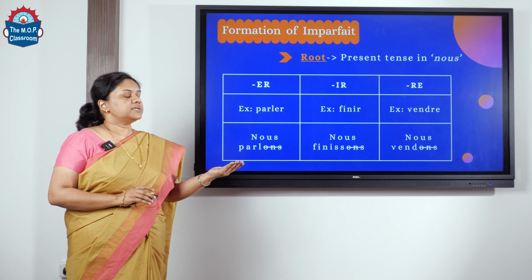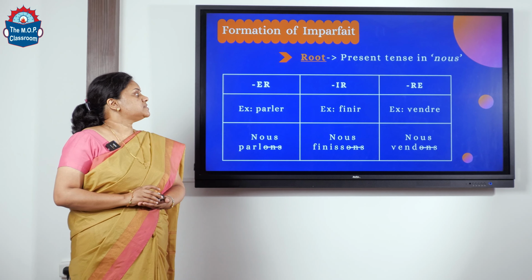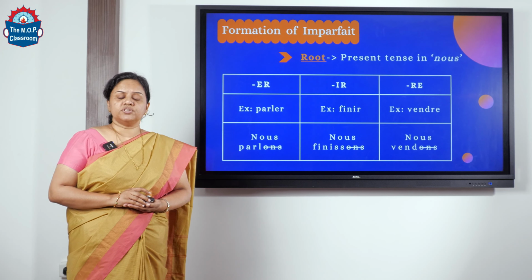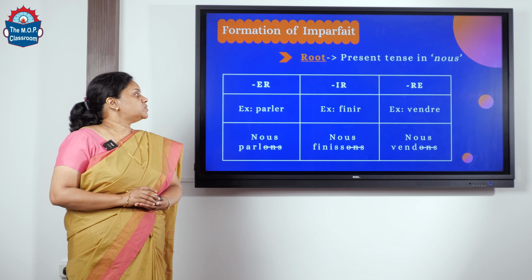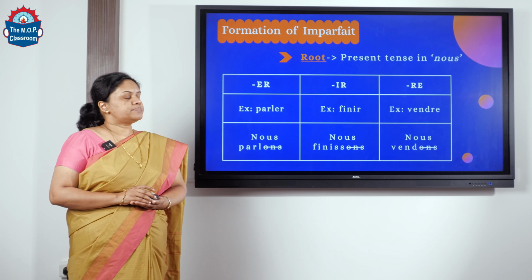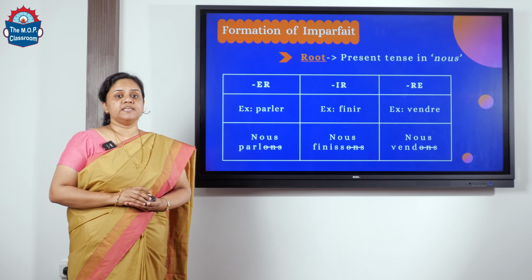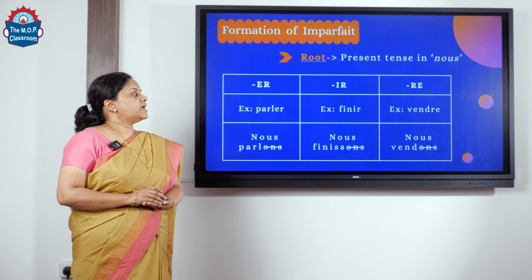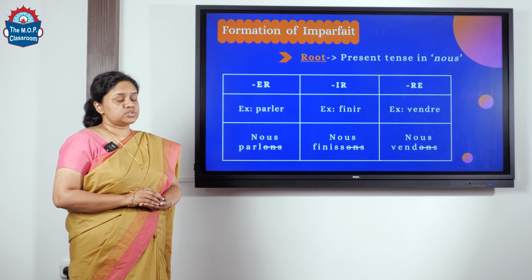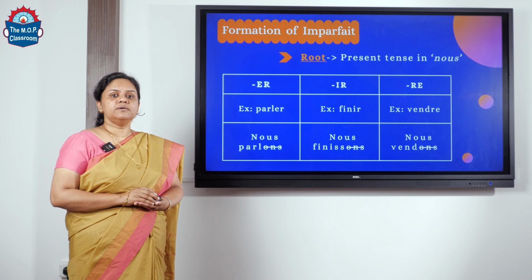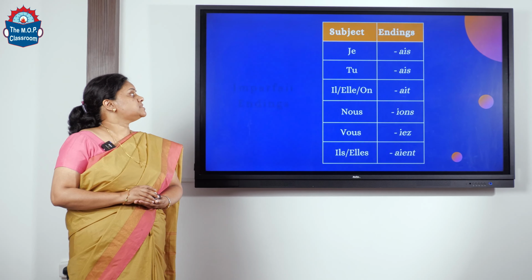And the same thing applies to the RE verbs. For example, we have vendre. Vendre means to sell. So nous vendons is the present tense. You remove ONS and take the root, that is VEND. So this is how we get the root. Now let's see how the ending is formed.